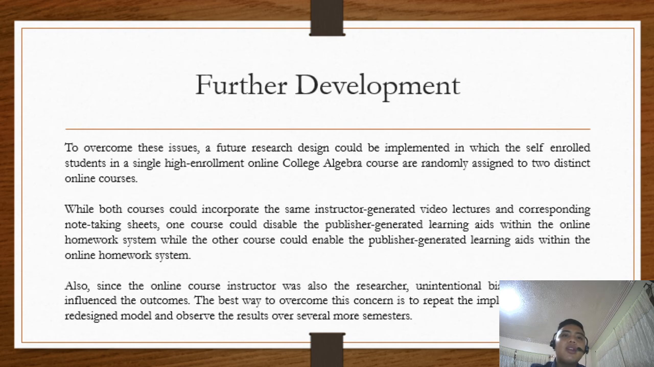For our further development, to overcome these issues, a future research design could be implemented in which self-enrolled students in a single high enrollment online college algebra course are randomly assigned to two distinct online courses, while both courses could incorporate the same instructor generated video lectures and corresponding note taking sheets. One course could disable the publisher generated learning aids within the online homework system, while the other course could enable the publisher generated learning aids within the online homework system.